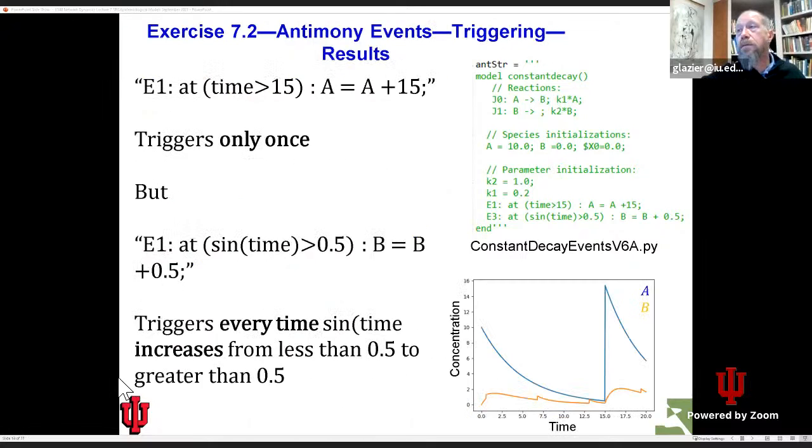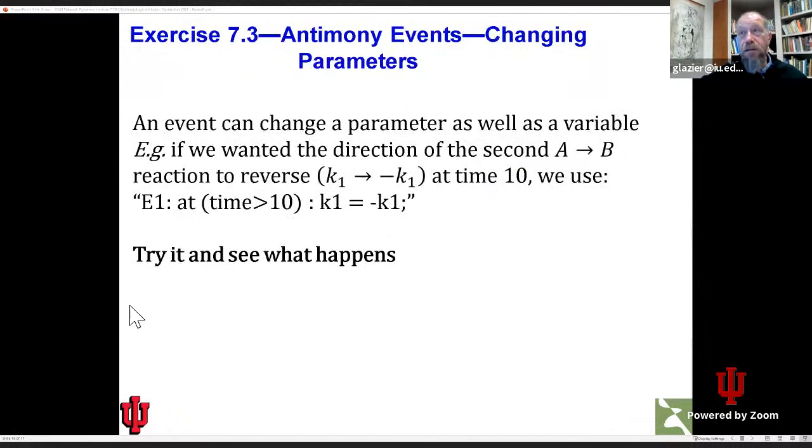All right. So there we go. We get something like that. And again, this is this idea of triggering. Each time the argument of the at goes from false to true, it does whatever is after the colon. Typically we think of this as happening in terms of time, but we could have some kind of event that's driven by variables or parameters as well.